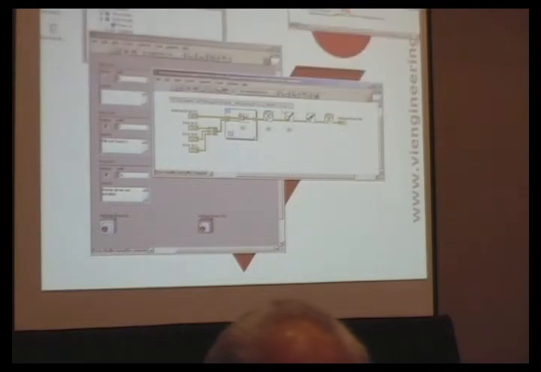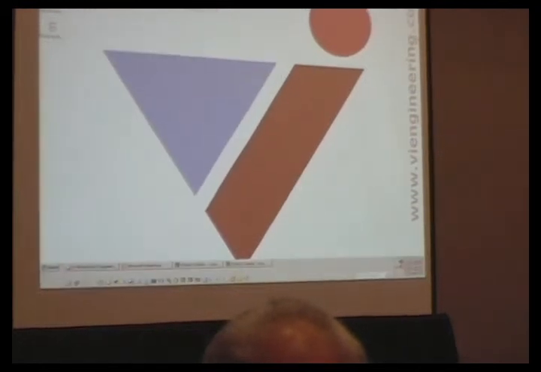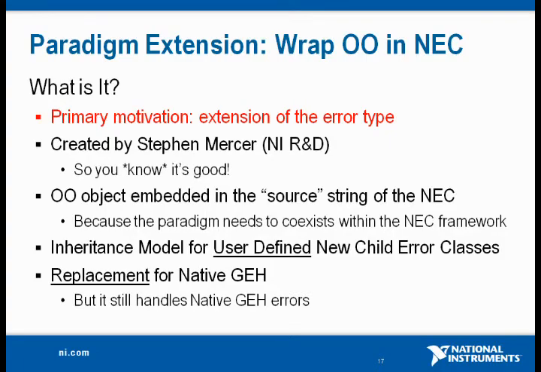Okay, so that is the example of the error cluster inside the object. I'm going to step on to the next one, and this is one primary motivation for this guy. This is to wrap the OO error inside the native error cluster. So this is kind of the opposite. What we wanted to do here was extend the information that was inside the error.